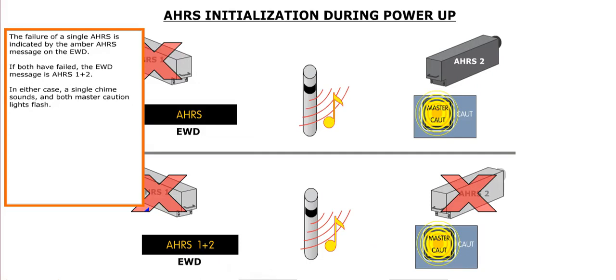The failure of a single AHRS is indicated by the amber AHRS message on the EWD. If both have failed, the EWD message is AHRS 1 plus 2. In either case, a single chime sounds, and both master caution lights flash.